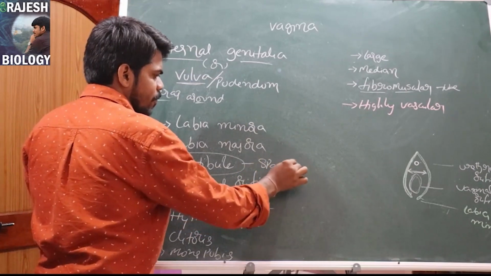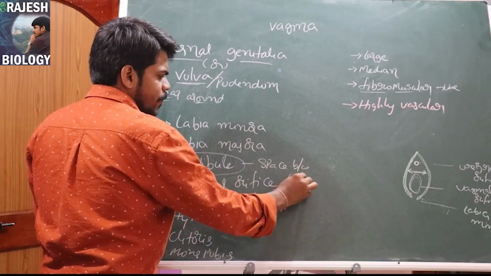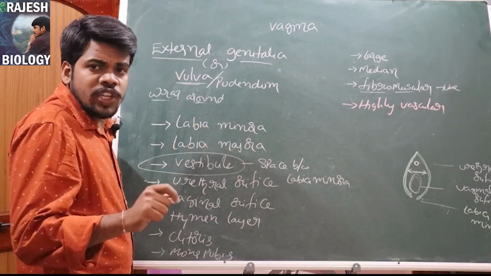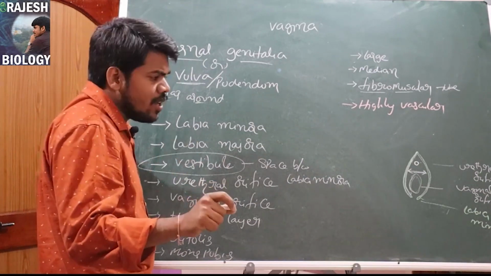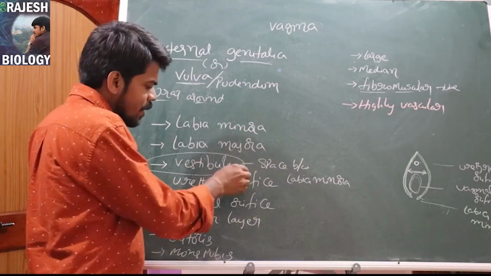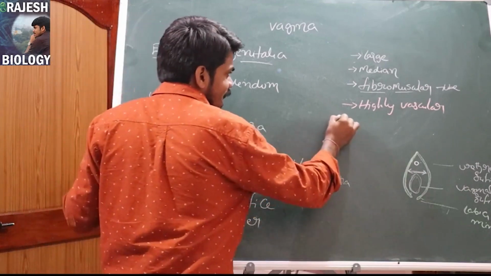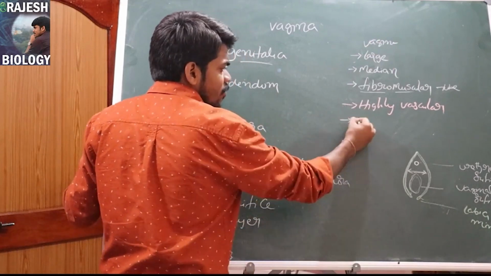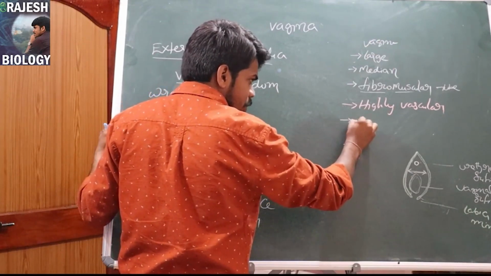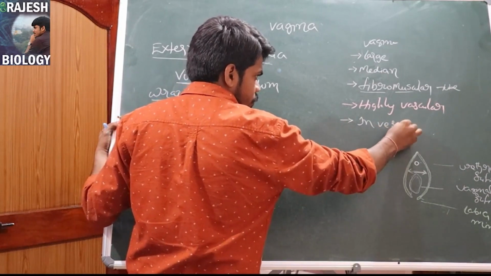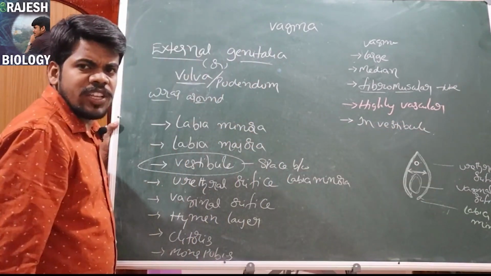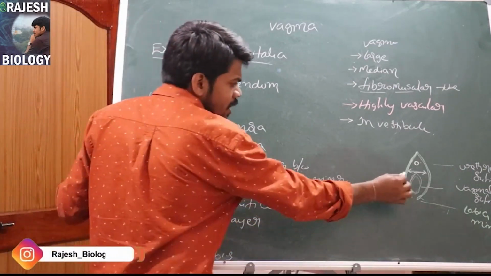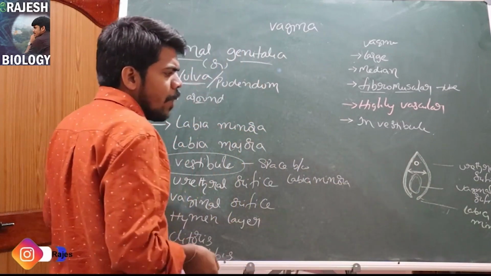The space between the labia minora, into which the urethra opens and where the vagina opens, is called vestibule. The vagina opens out in the vestibule with a vaginal orifice. Vestibule means the space between the two labia minora.